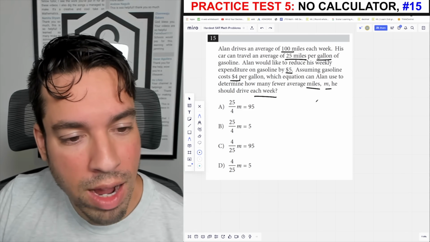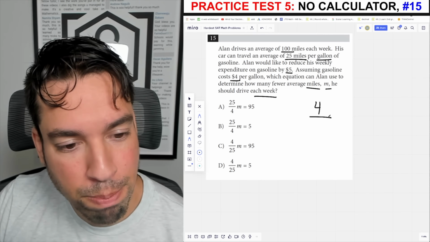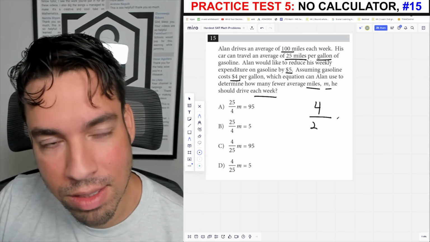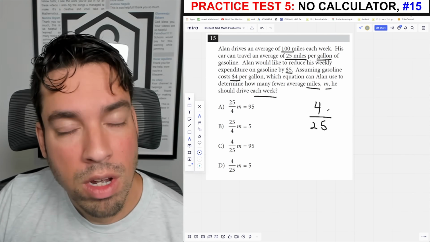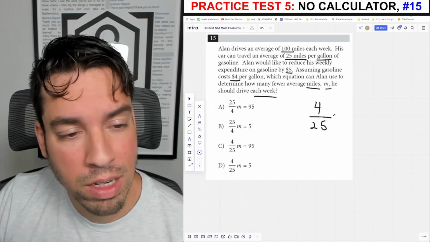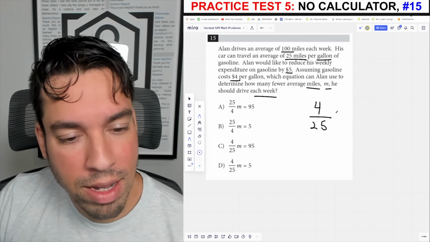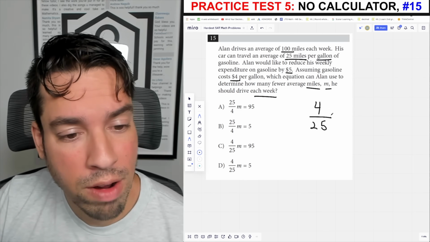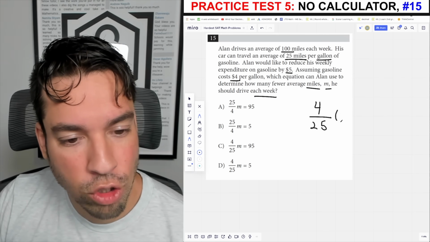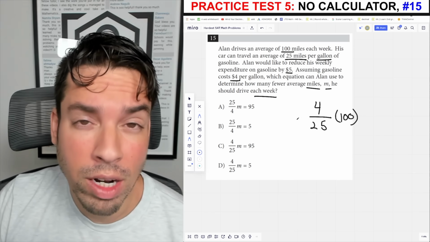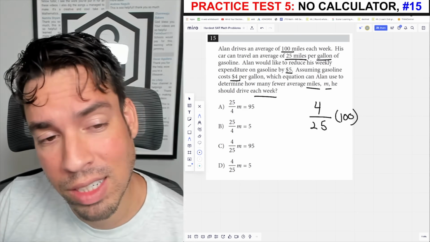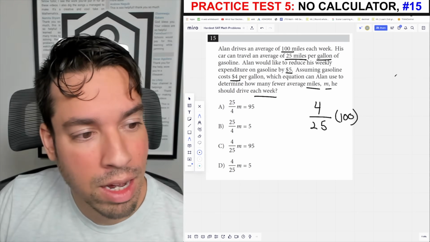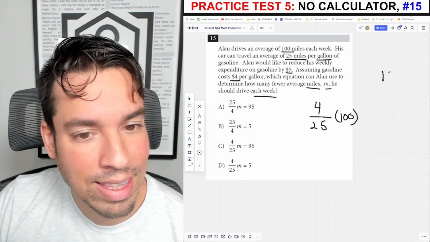So the first thing I'm going to do is express this cost as a rate. So I'm spending $4 per, which is kind of like a synonym for divided by. So it's $4 for every 25 miles. To calculate how much money I'm actually spending, I'd multiply this by the number of miles I'm driving. If it says 100 miles each week, if I multiply this by 100, I could calculate how much money he's spending, which would be 400 over 25 or 16 bucks. So he's trying to get down to only spend $11.